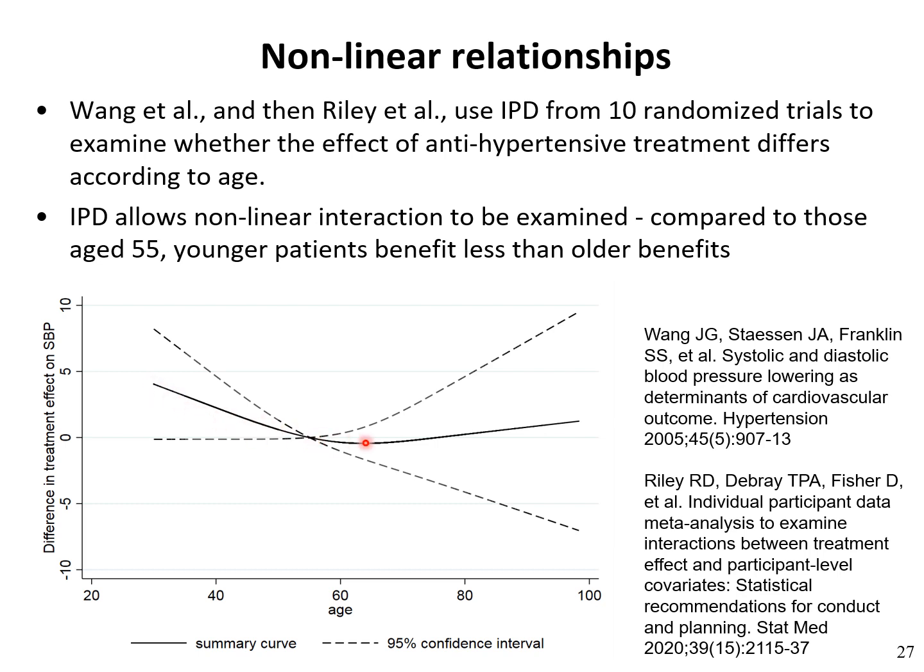What we're doing here is also looking at a non-linear relationship, and you just couldn't do this without IPD. You couldn't do this because the aggregate data wouldn't be reported to allow you to look at non-linear relationships like this.